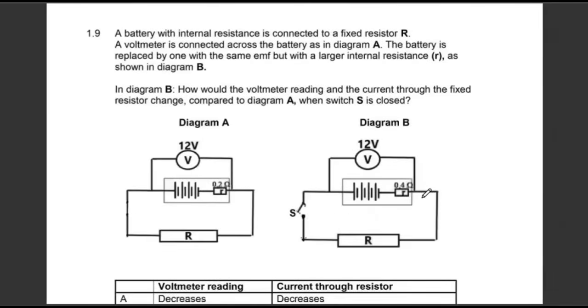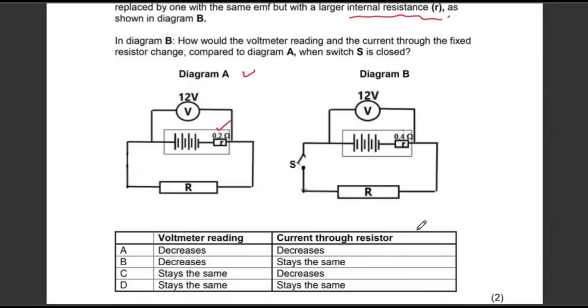Then 1.9, a battery with internal resistance connected to a fixed resistor R. The voltmeter is connected across the battery. As we can see in diagram A, the battery is replaced with one with the same EMF, but with a larger internal resistance, as in B. So this is 0.4, this is 0.2, as we can see. Then they're asking how would the voltmeter reading and the current through the fixed resistor change compared to A when the switch is closed.